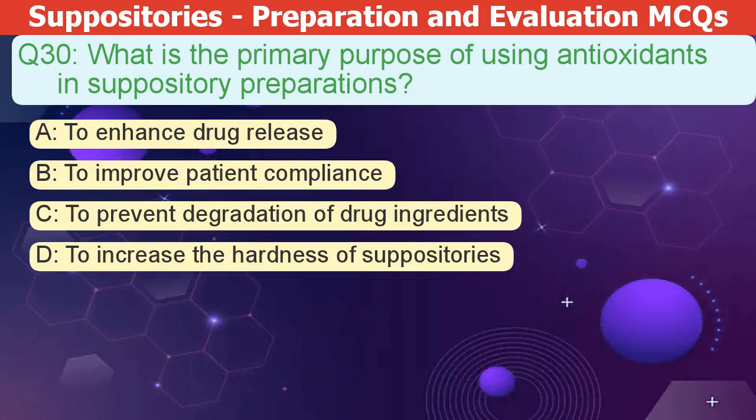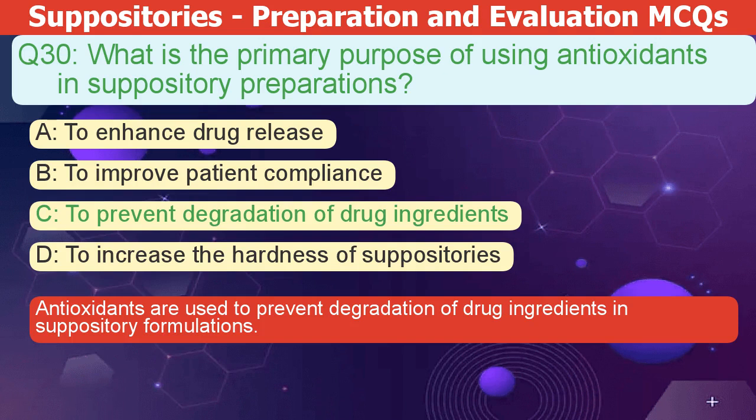What is the primary purpose of using antioxidants in suppository preparations? A. To enhance drug release. B. To improve patient compliance. C. To prevent degradation of drug ingredients. D. To increase the hardness of suppositories. The correct answer is C. Antioxidants are used to prevent degradation of drug ingredients in suppository formulations.